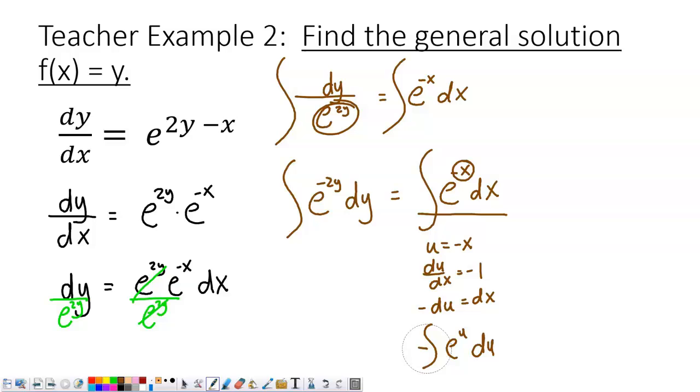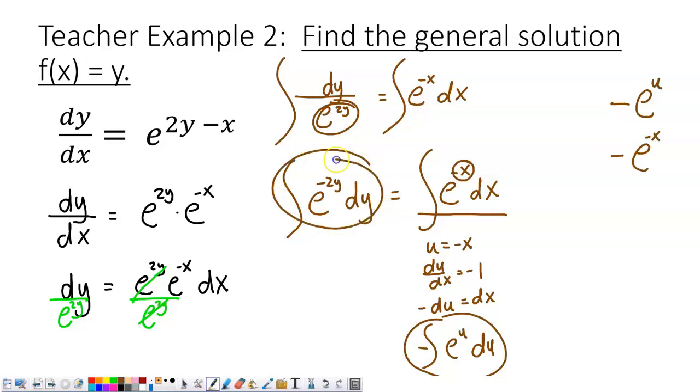Now that I've done that, if I finish integrating, the integral of e to the u is e to the u. So now I have e to the u with a negative in the front, and then we need to put the u back in, which was negative x. So here's my final answer. Now I want you guys to integrate this side. Pause the video, and when you unpause it, you'll see the rest of the solution.